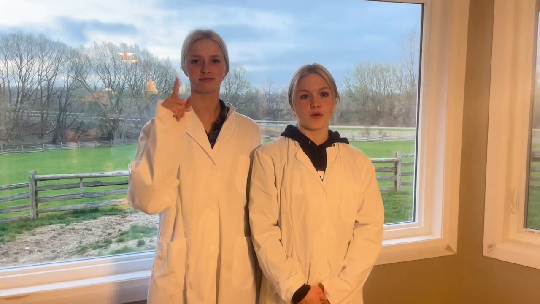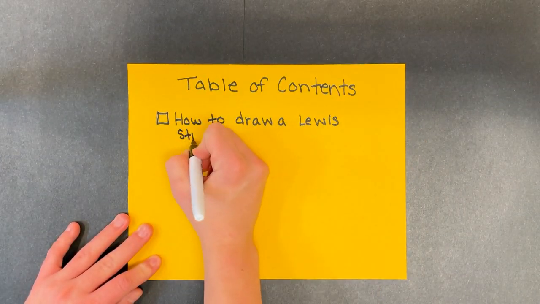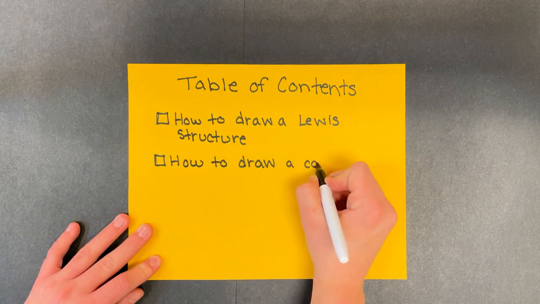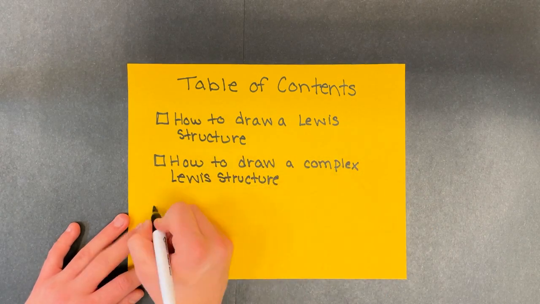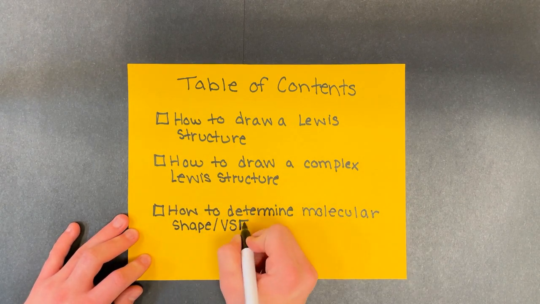On a more serious note, let's get into the overview of what we're learning today. Today we will be learning how to draw a Lewis structure, how to draw a complex Lewis structure, and how to determine molecular shape and VSEPR theory.